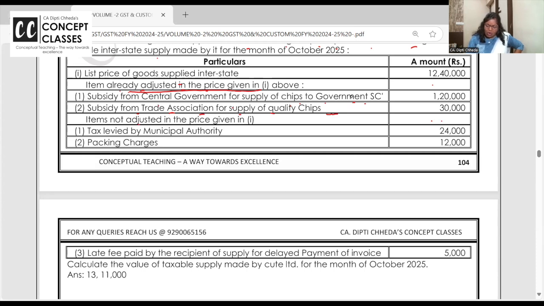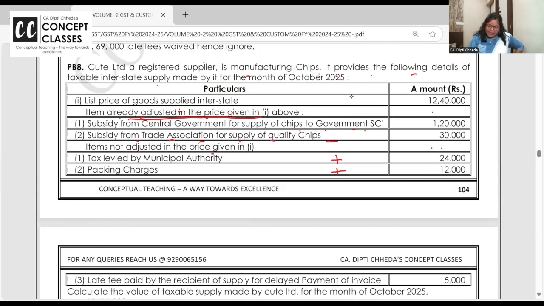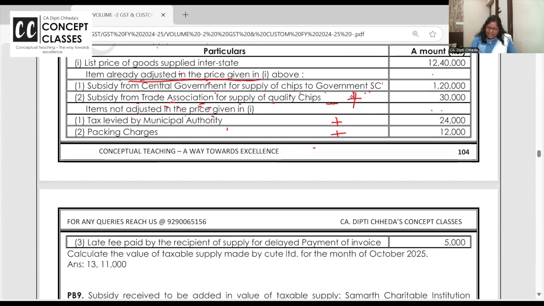Now items not adjusted: municipal tax, so add back. Packing, add back. Already adjusted means they have already deducted central and state government subsidy. They have also deducted the trade association's private subsidy, so add back. Municipal tax not adjusted, so add back. Packing charges, add back. Late fees paid by the recipient, add back. And you will get the taxable value.